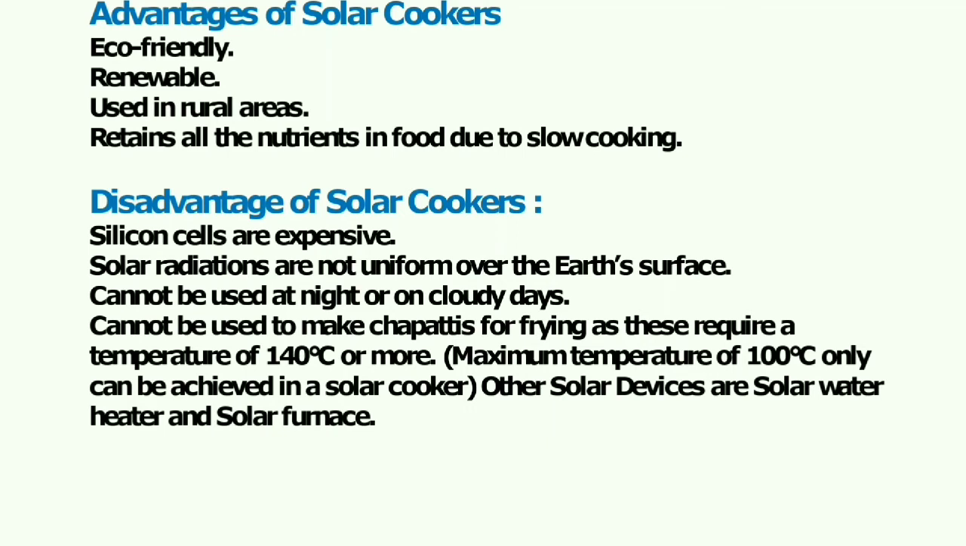This cannot be used to make chapatis or for frying, as these require a high temperature of 140 degrees Celsius or more. The maximum temperature that can be achieved in a solar cooker is 100 degrees Celsius. Other solar devices include the solar water heater and the solar furnace.